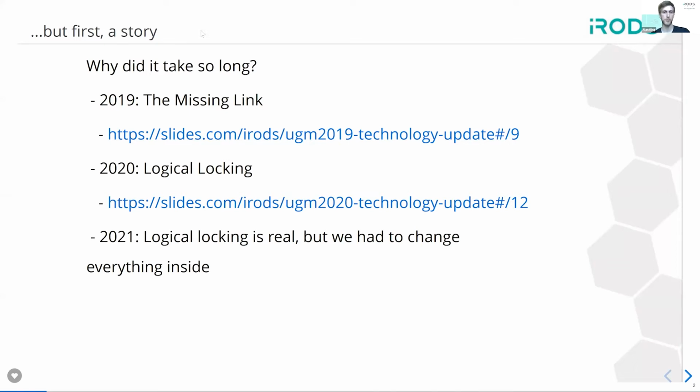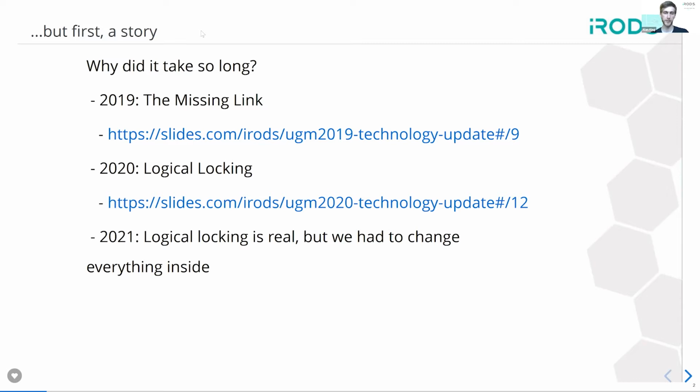The first thing I wanted to address before getting started is, why did this take so long? You might have been at the user group meetings in years past. In 2019, we presented the idea of intermediate replicas for the first time. That is something we came up with as we were addressing the issues of concurrency that we were seeing from the field. In 2020, intermediate replicas were real, but as that was being developed, we came up with this idea of logical locking, which is, of course, what I'm explaining today.